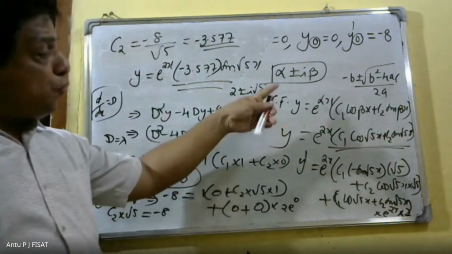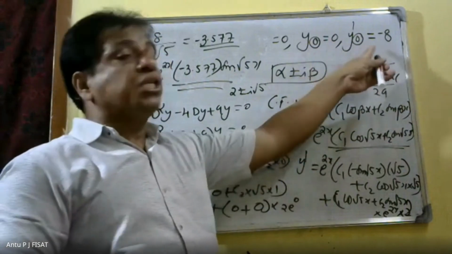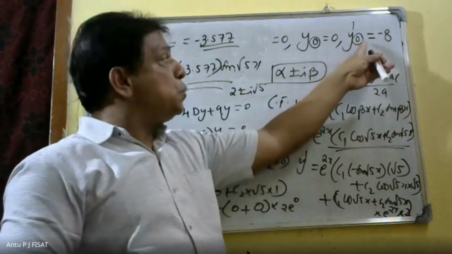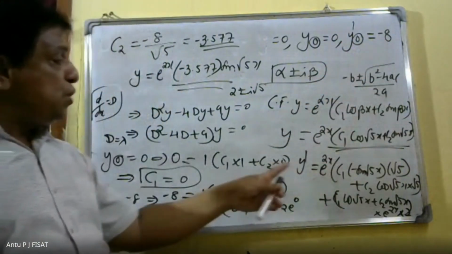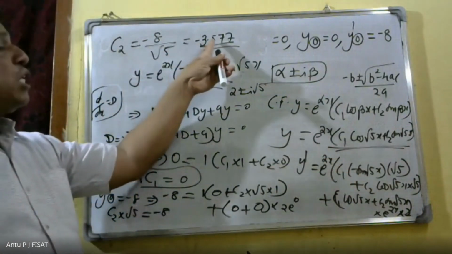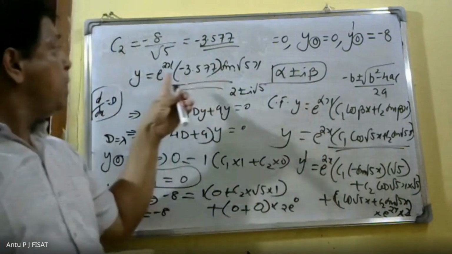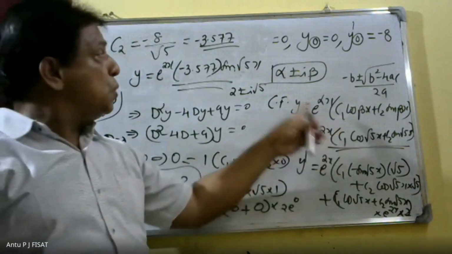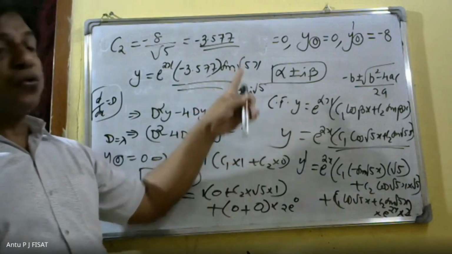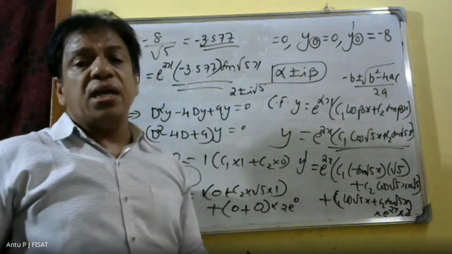To find the constants c1 and c2, we apply the initial conditions. We have two initial conditions: y(0) is equal to 0, y dash (0) is equal to minus 8. Applying these two conditions, we get the value of c1 is equal to 0, and c2 is equal to minus 3.577. Therefore, the final solution will be e raised to 2x into minus 3.577 sin root 5x. This is the final solution of the second order ordinary differential equation.